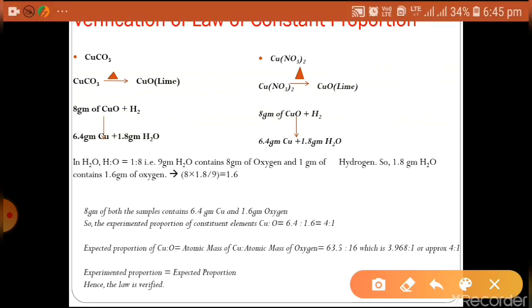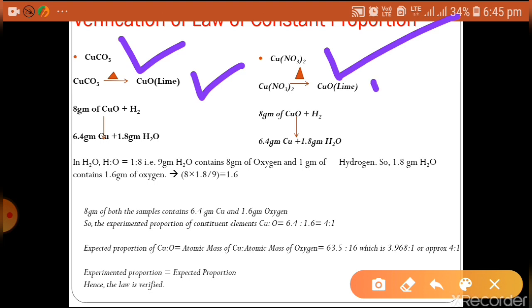So we are taking two different samples, that is copper carbonate and copper nitrate. We are heating the copper carbonate and we are getting copper oxide. And we are also heating copper nitrate and we are getting copper oxide. So after decomposition of both the samples, we are getting copper oxide. Means this copper oxide is obtained from copper carbonate and this is obtained from copper nitrate. Means the sources of this copper oxide are different.